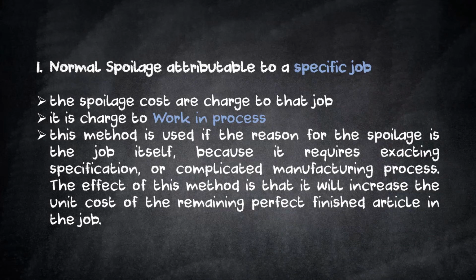Bakit nga ba nagkakaroon ng spoilage dito? Nagkakaroon ng spoilage dahil ang paggawa nito ay may required exacting specification or medyo complicated ang process. In effect, mag-i-increase ang unit cost ng remaining perfect units na nagawa natin. So usually, china-charge natin ito sa work-in-process account if meron tayong recoverable cost or may makukuha tayong salvage value. If wala, there are no journal entry required.